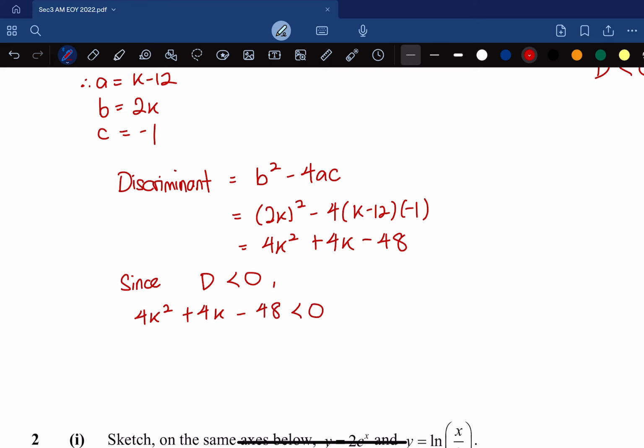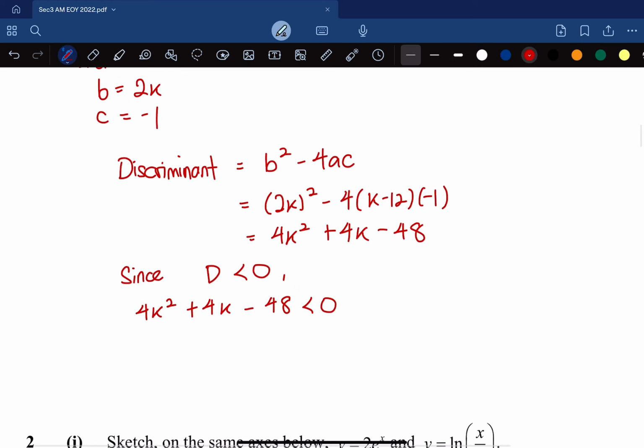Okay, and therefore I can now simplify this inequality. I notice that all these numbers here, 4, 4, and 48, are divisible by 4. So by doing that, I can make this inequality easier to solve. I divide the whole inequality by 4. I'll get k squared plus k minus 12 less than 0.